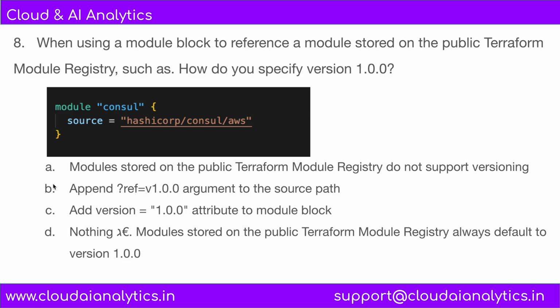Now we will discuss why option A is incorrect. Modules stored on the public Terraform module registry do not support versioning. That is incorrect: modules do support versioning via the version argument. Now we will discuss the next option, that is append ref equal to version 1.0.0 argument to the source path. This is also incorrect because this syntax is basically used for Git resources and not for the public Terraform registry.